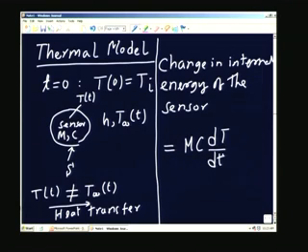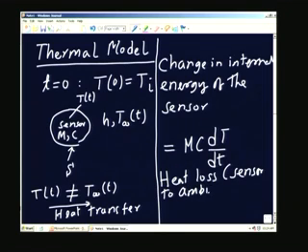This is the rate at which the internal energy of the system is changing, and the heat loss from the sensor to the ambient, whose temperature is what I am trying to follow, is given by Hs into T minus T infinity. Both are of course functions of time.